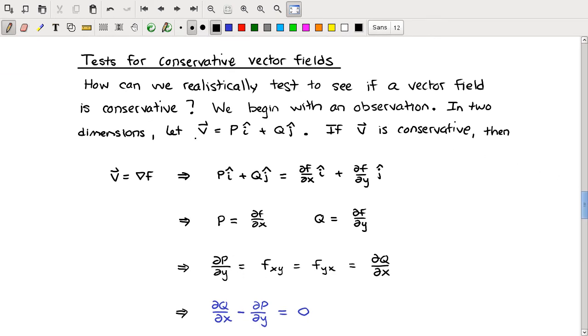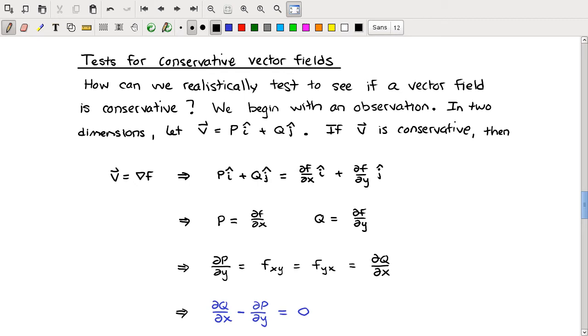So we start by saying, okay, V is some vector field which has a function as its I component and a different function as its J component, two scalar functions P and Q. And let's keep this in 2 dimensions at first. If V is conservative, then it is the gradient of some scalar field, all right?